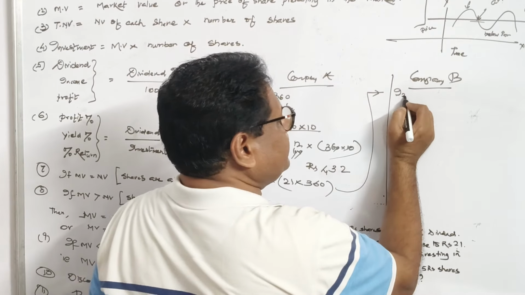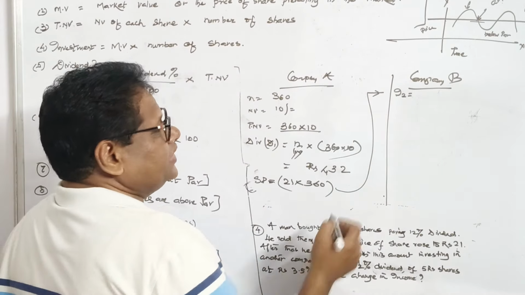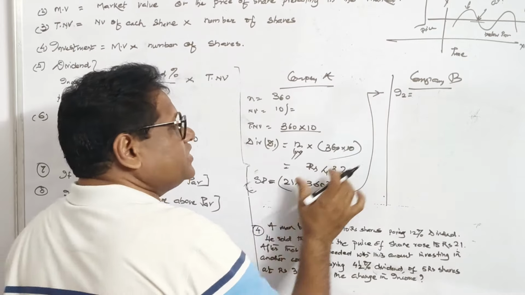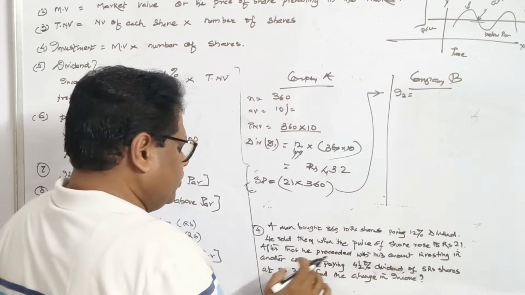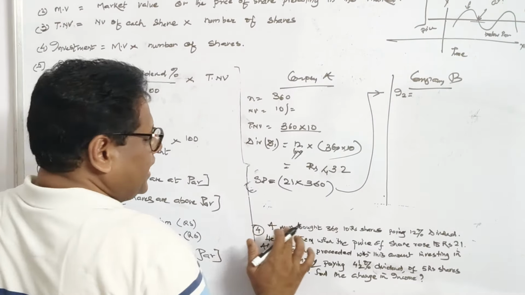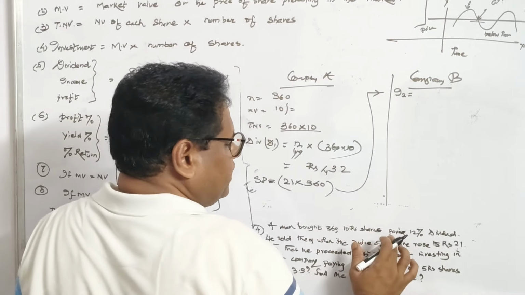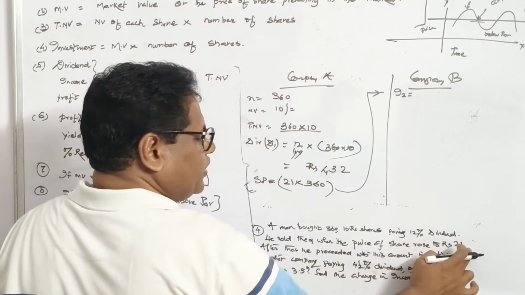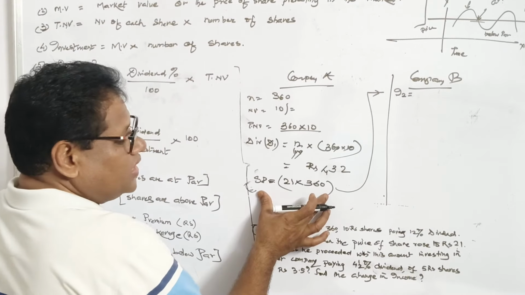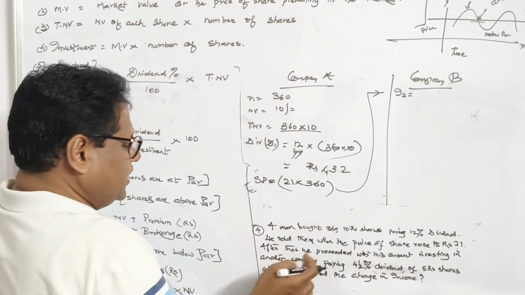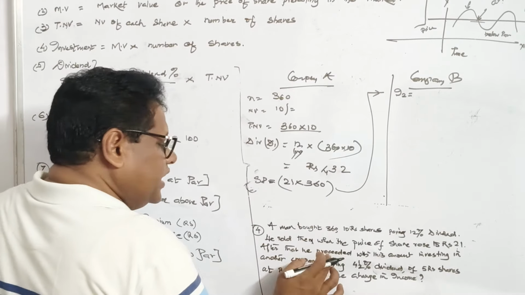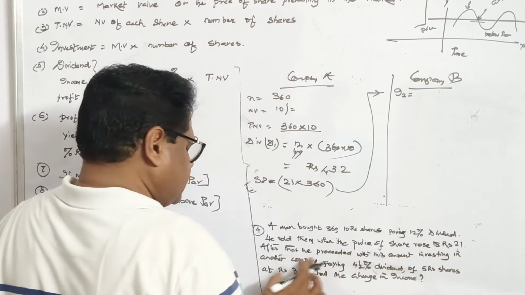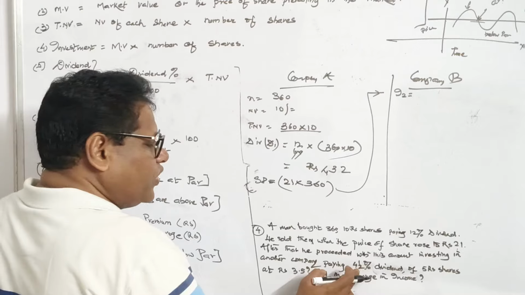So this is the second investment, meaning the amount he invested in the second company. Let me read the question first. A man bought 360 rupees 10 shares paying 12% dividend. He sold them when the price of each share rose to 21. So this is the amount he got by selling the shares. With that amount, he invests in another company paying 4.5% dividend.